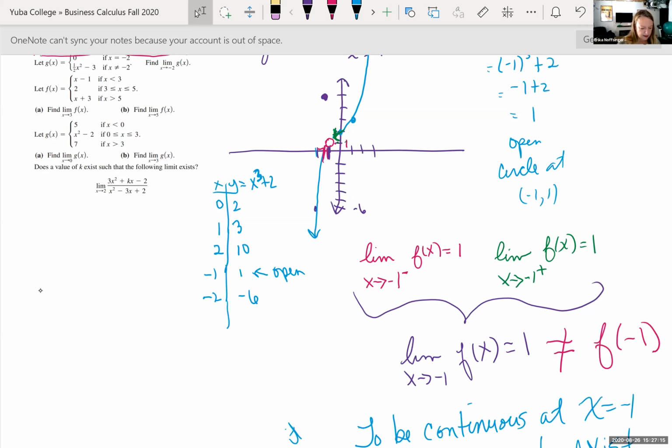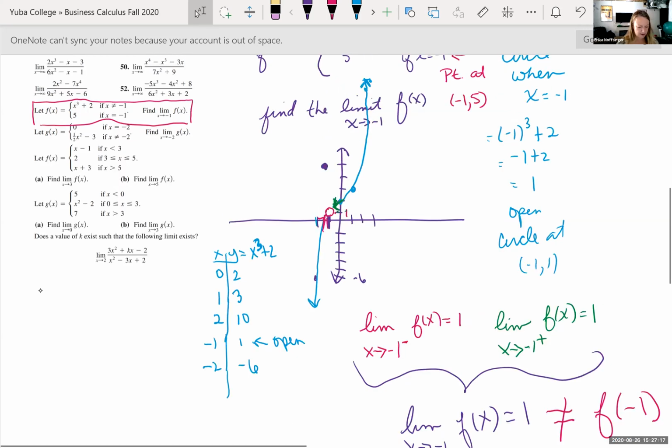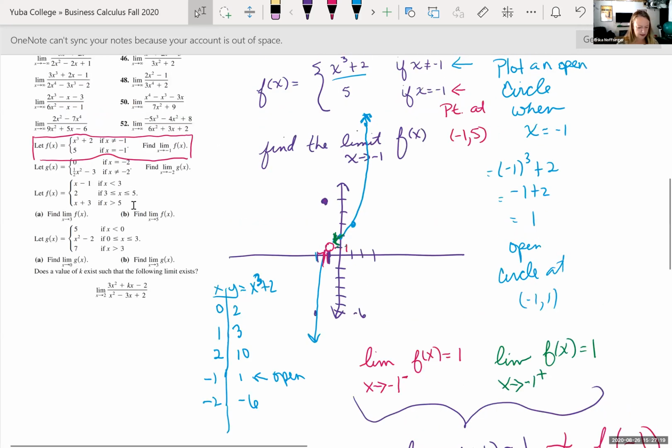Let me see. Maybe let's look at another one. So how are you guys? Do you remember graphing piecewise functions before? Just kind of seeing where you guys are at with that.